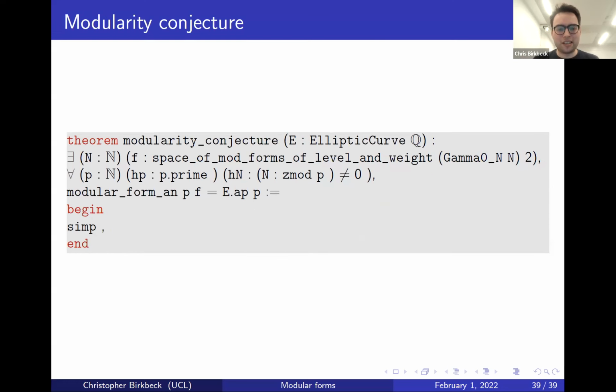But put it all together, here's a statement of the modularity conjecture. Given an elliptic curve over Q, there exists an n and a modular form of level gamma naught n and weight 2, such that for every prime p not dividing n, the p-th Fourier coefficient of the modular form equals the AP of E of my elliptic curve. And here's, I guess, a joke: it's not actually this simple. Simp doesn't actually work. I tried this to see if it would work, but it doesn't. So that's unfortunate. But yeah, this is a basic statement of the modularity conjecture.